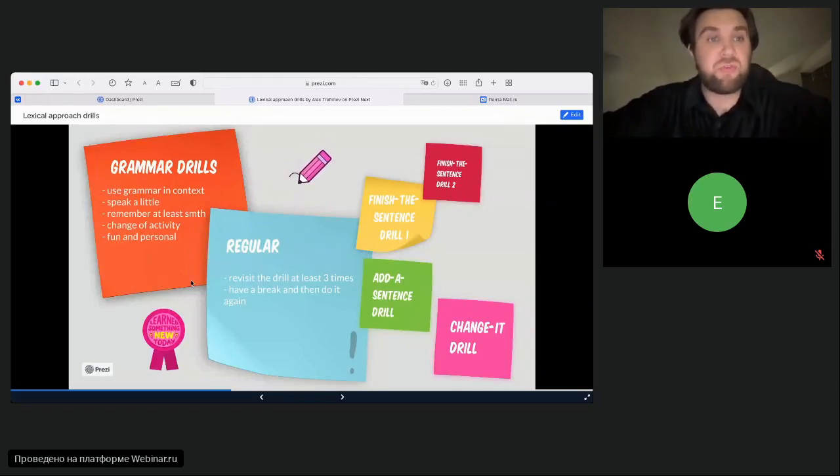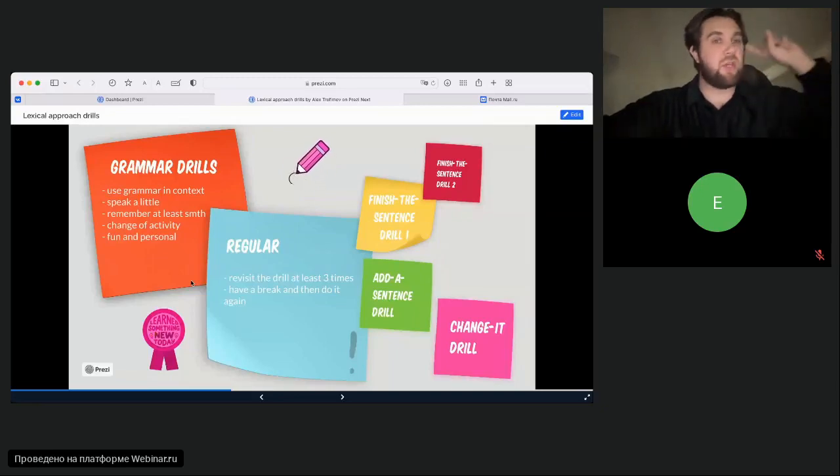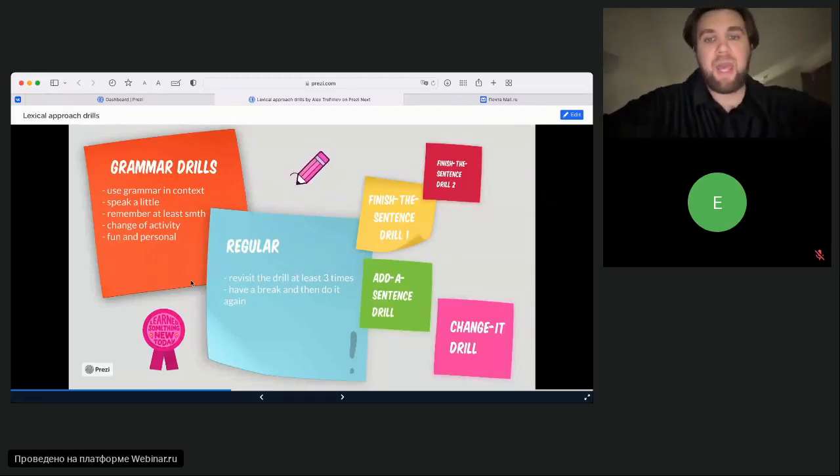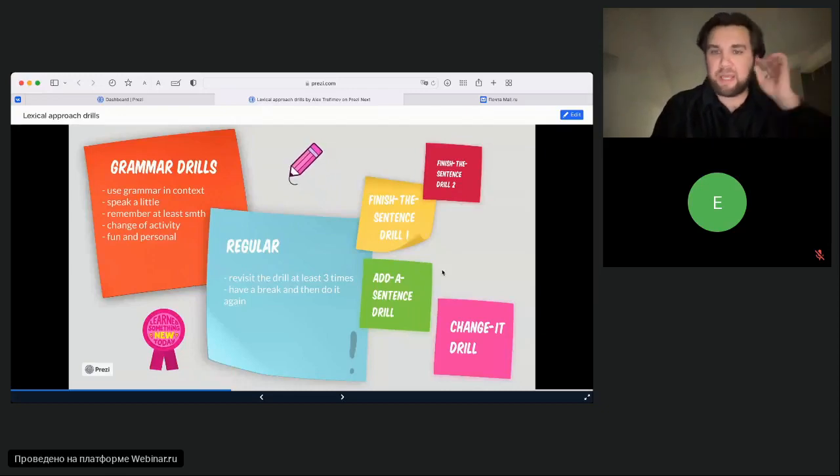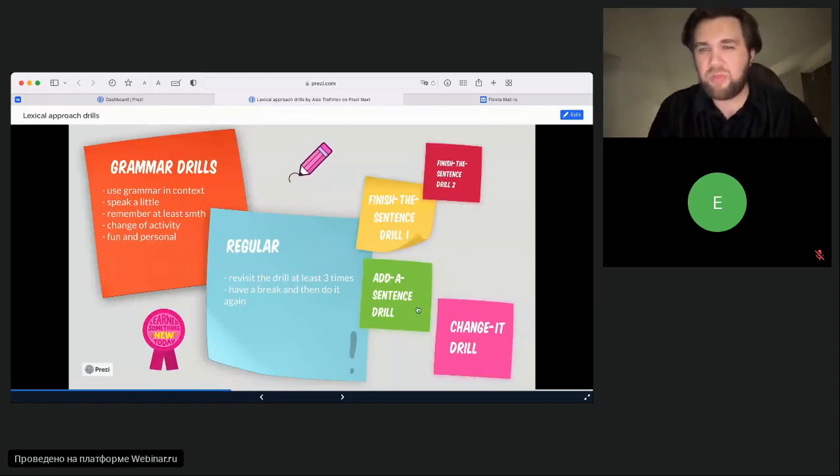All the drills, especially the grammatical ones, should be regular. You have to revisit the drill at least 3 times. This is the best amount. I've experimented with that. With the 3rd time, the students just do it automatically. They already remember it really well. And you should have a break and then revisit it again in some time. So I'm just going to show you the finish the sentence ones, and we are going to deal with add a sentence and change it. I like them too.